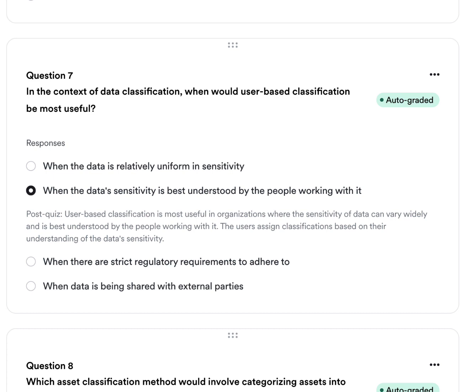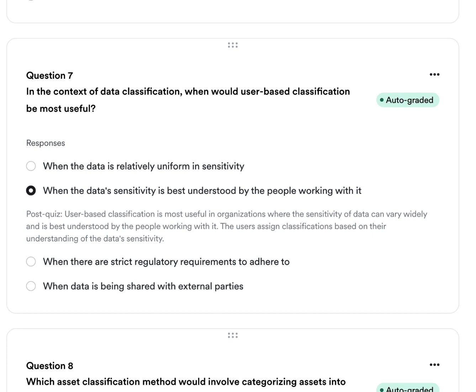Question 7, in the context of data classification, when would user-based classification be most useful? A, when the data is relatively uniform in sensitivity. B, when the data sensitivity is best understood by the people working with it. Or C, when there are strict regulatory requirements to adhere to. Or D, when data is being shared with external parties.